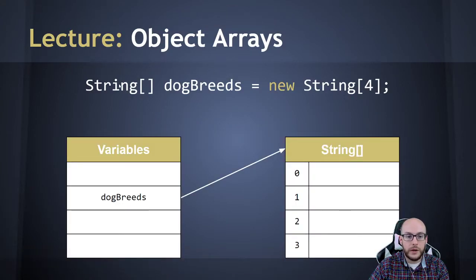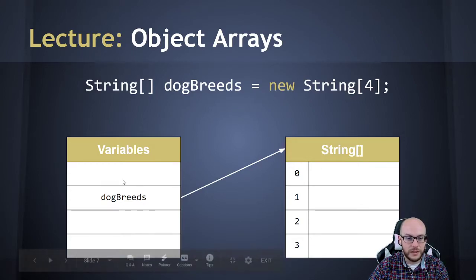Okay, here I have a construction statement where we're creating a string array called dogBreeds, and I'm setting it equal to a new string array with a length of 4. Visually, it looks something like this. I have the variable that is going to point to the string array.